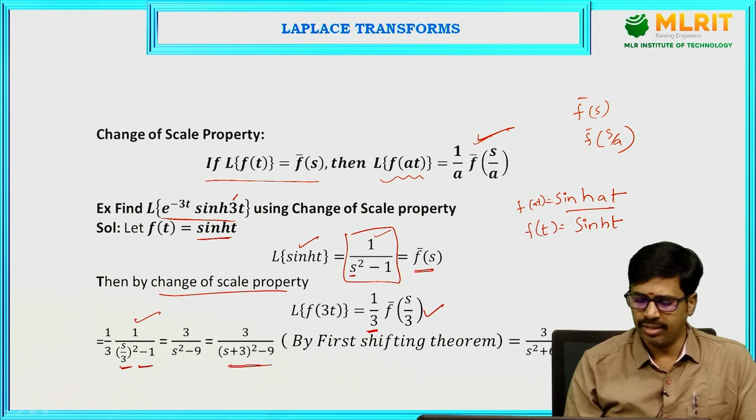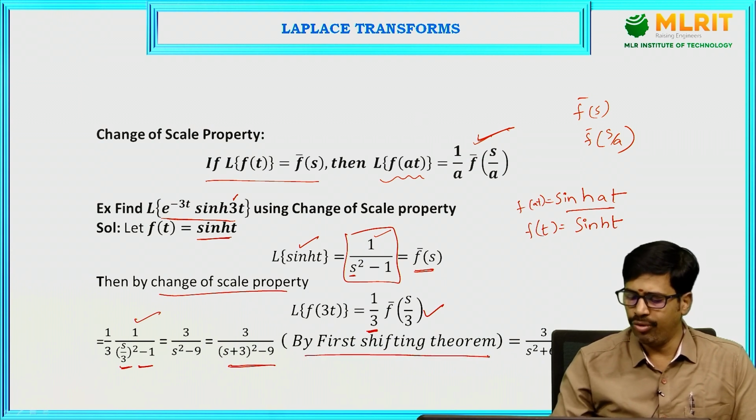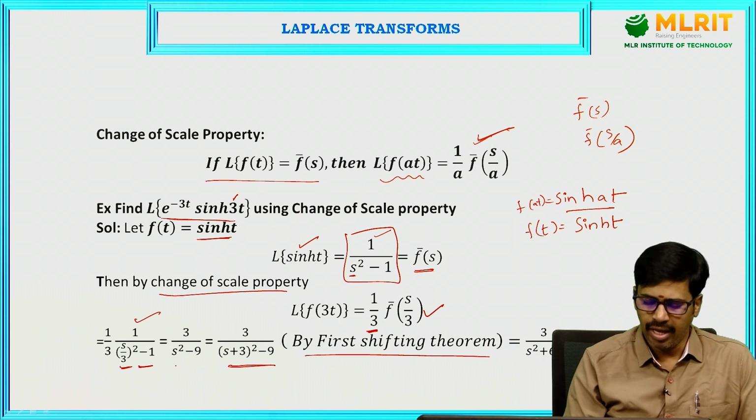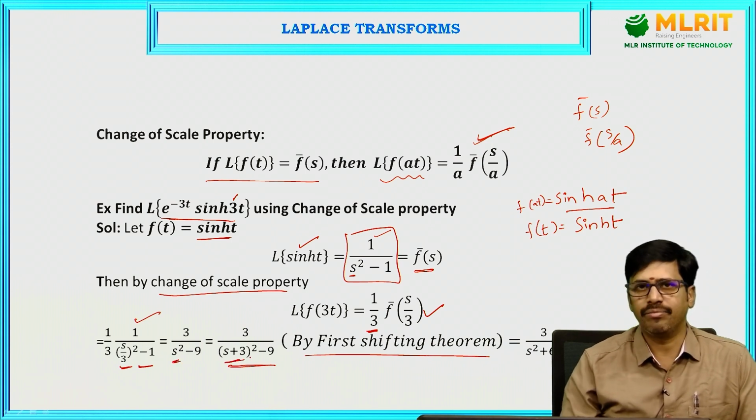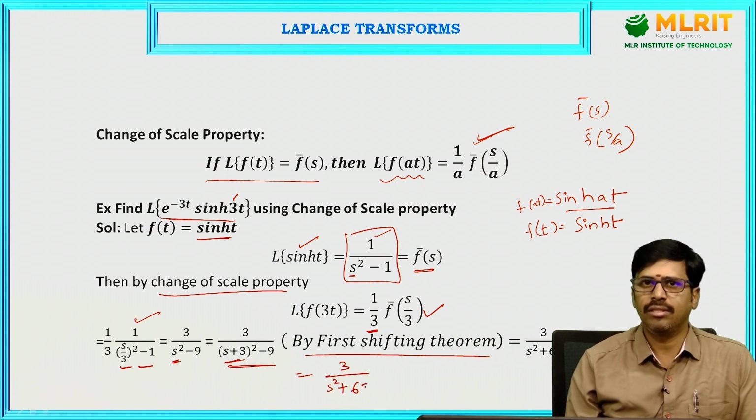This can be written as 3 by s plus 3 whole square minus 9. How are you writing this? By first shifting theorem. s is shifting from s to s plus 3. So, this can be written as 3 upon s square plus 6s.